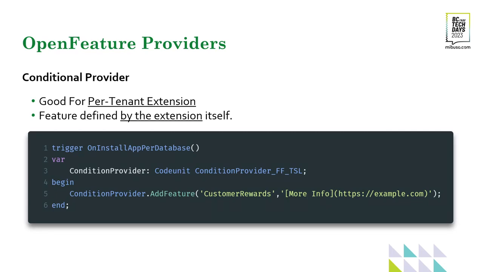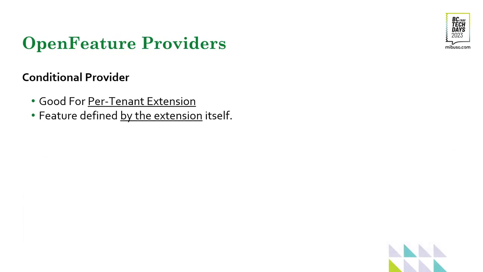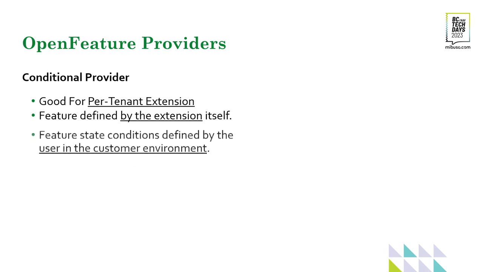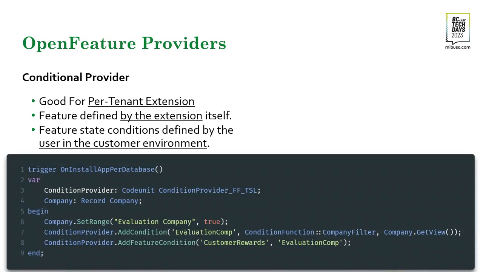In the conditional provider, you can build a certain condition for when you want this feature to be enabled. You can do it through code. So you can say, I want this feature to be enabled only for evaluation companies. Please add and maintain this condition. And then I want to make sure that my feature flag, which is my customer reward feature, is controlled by this condition.